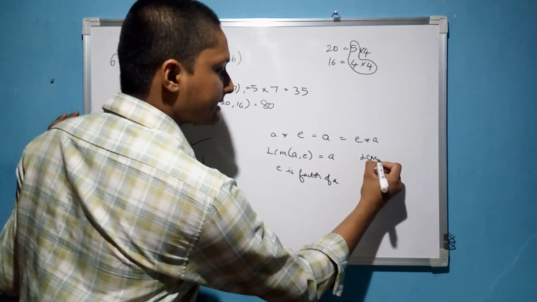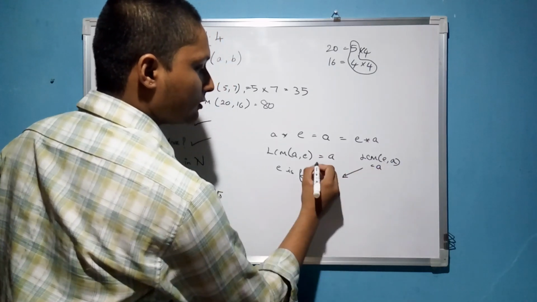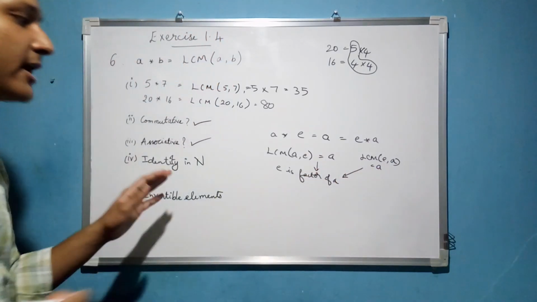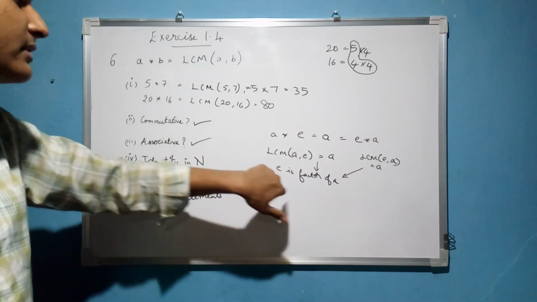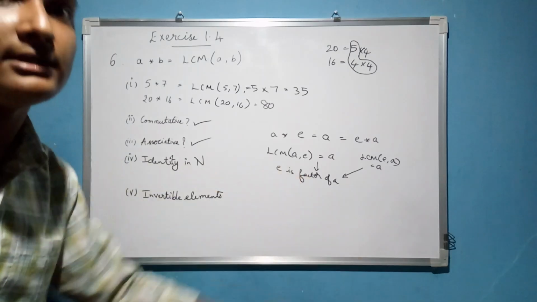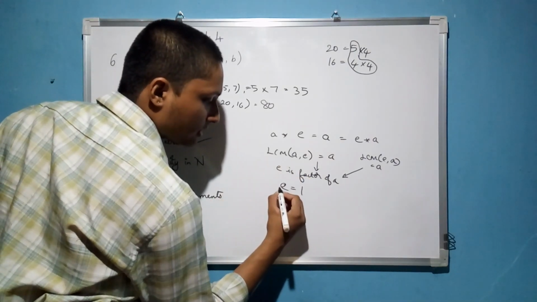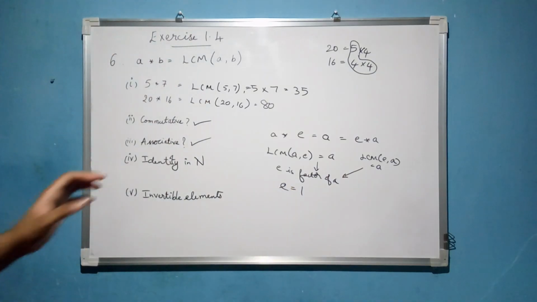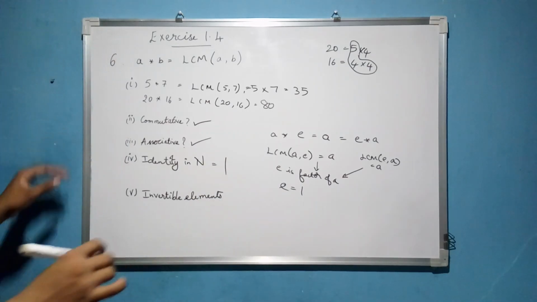Similarly, you get LCM of E and A is equal to A. You will come to the same conclusion in both the cases. Since E is a factor of A and A is every general number, so if E is a factor of every number, that means that E is equal to 1. That is the meaning of E is a factor of every natural number in this case. Therefore, the identity in natural numbers is 1.